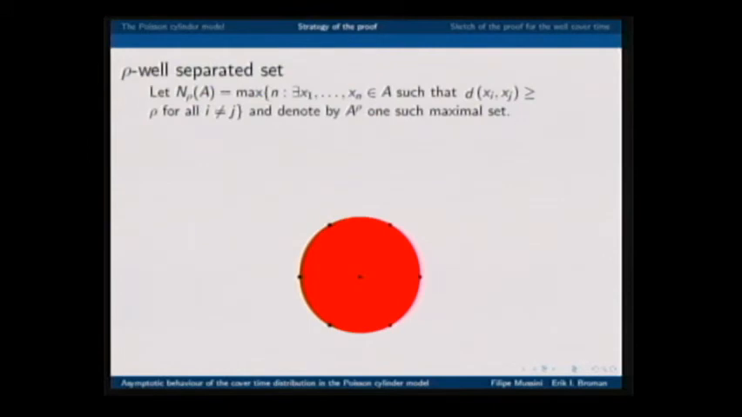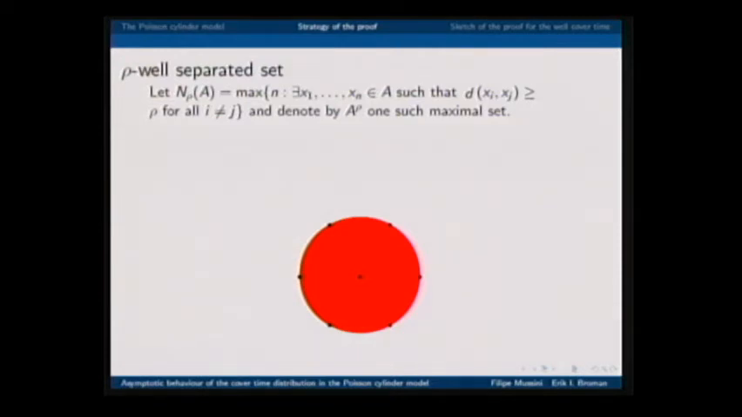Okay, so what are these cover times? The first thing that we need to define is the well-separated set. So we pick a parameter rho that is usually quite small, and we squeeze the maximum number of points inside the set that we want to calculate.